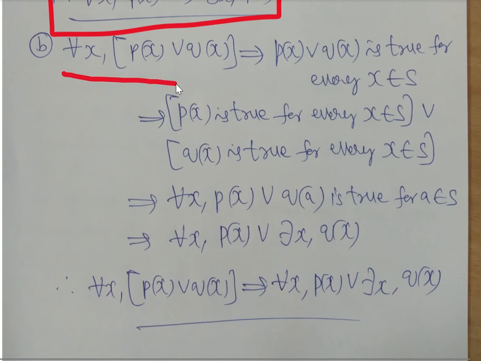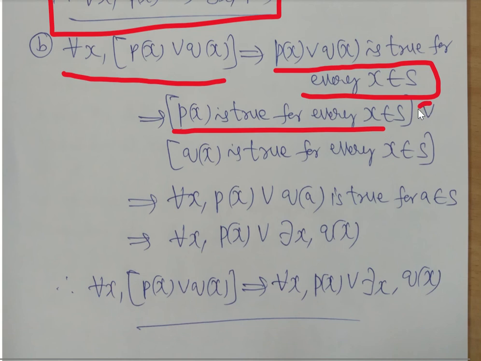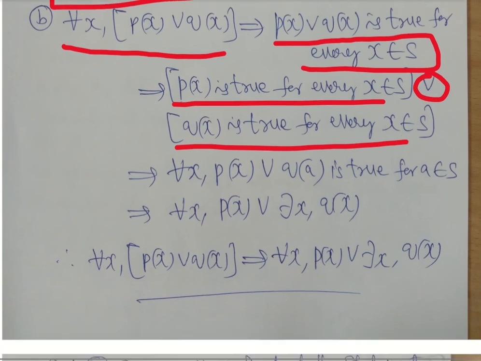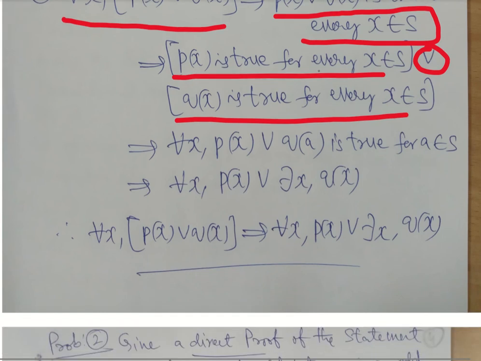So for all x, P of x or Q of x, we can distribute that: P of x or Q of x is true for every x. Next, P of x is true for every x, or Q of x is true for every x. I am just applying the disjunction as per the set theory or laws of logic. So when I say P of x is true for every x, like we did in the previous one, for all x, P of x or Q of a is true for a belonging to S.